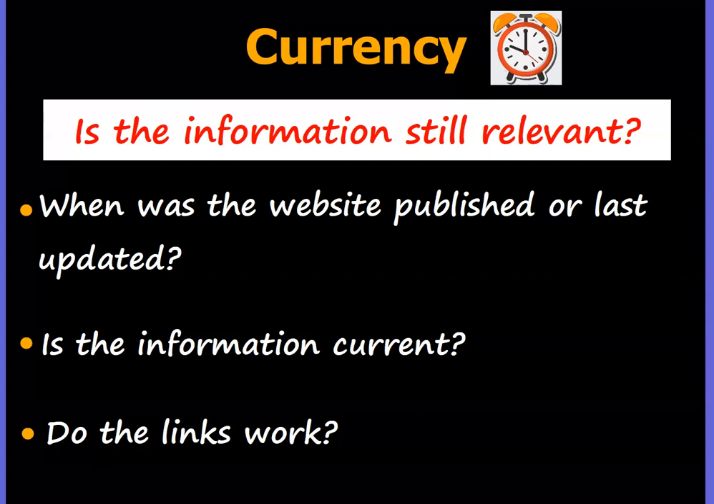One of the first things you want to consider when trying to determine if a website is valid and useful for your research is ask yourself, is the information still current? You can better gauge this by asking yourself 3 questions. Number 1, when was the website published or last updated? 2, is the information current? And 3, if there are links on the web page, do they actually work? So remember, as you're doing your research, you want to always make sure you have the most current data. This is especially true if you're researching something like technology or medicine where information is constantly changing.